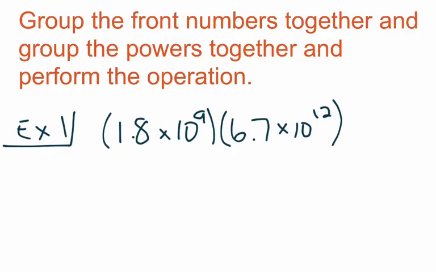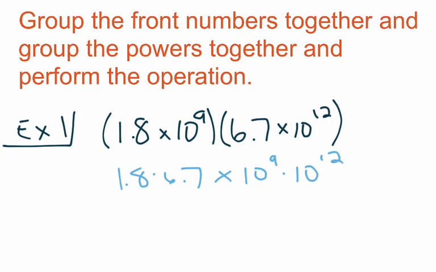For our first example, it's a multiplication problem. We have 1.8 times 10 to the 9th times 6.7 times 10 to the 12th. What I said before about grouping the front numbers together and the powers together is going to look like this. We have four things being multiplied together, and I'm going to rearrange the order. I'm going to rearrange this to look like 1.8 times 6.7, and then multiply that by 10 to the 9th times 10 to the 12th.